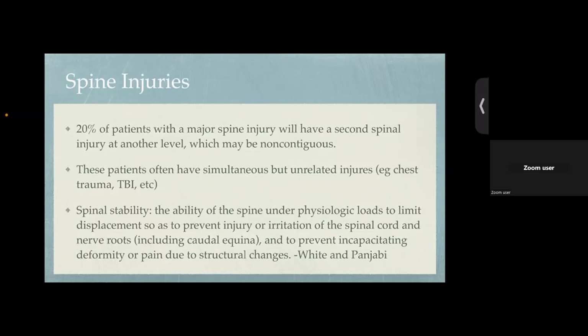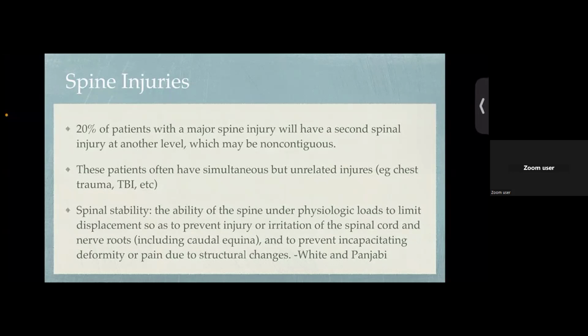So 20% of patients with a major spine injury will have a second spinal injury at another level, which may be non-contiguous. These patients often have simultaneous but unrelated injuries, for example, chest trauma, traumatic brain injury, etc.